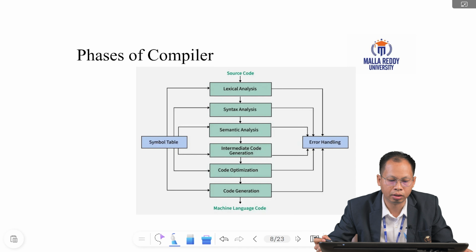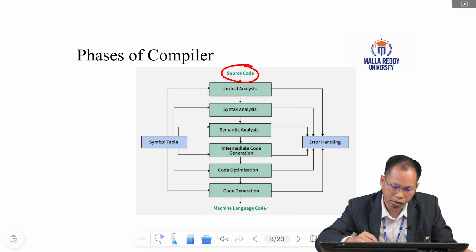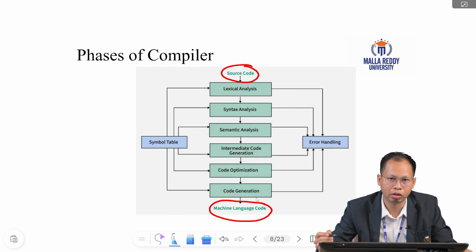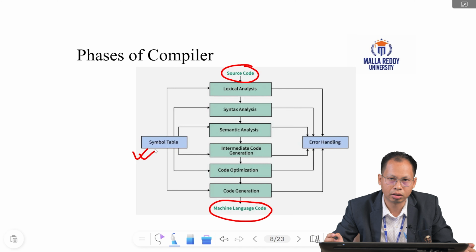Coming to the phases of the compiler, we can divide the compiler into six phases. The first is lexical analysis, second syntax analysis, third semantic analysis, fourth intermediate code generation, fifth code optimization, and sixth code generation. Here, first we give the source code. It goes through these six phases of the compiler, then it gives the equivalent machine code of that source code. Every phase is associated with a data structure called the symbol table. Then there is an error handling part as well.